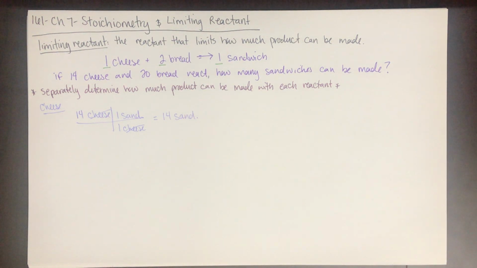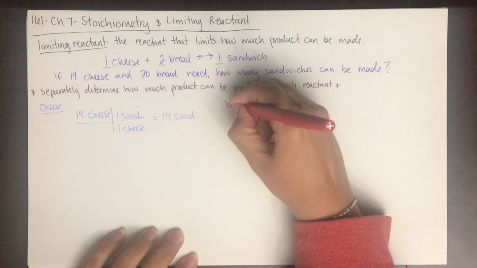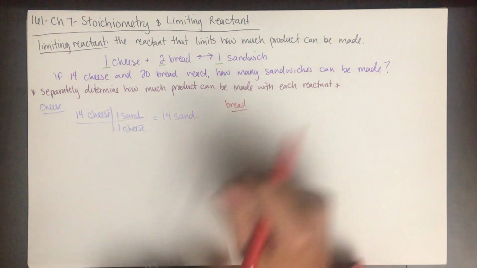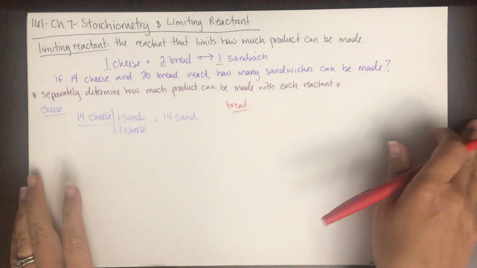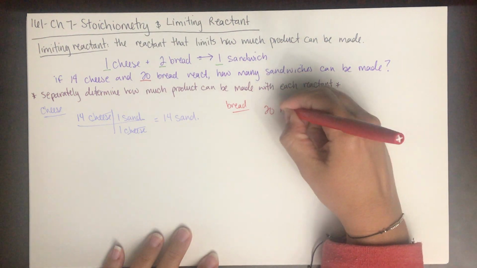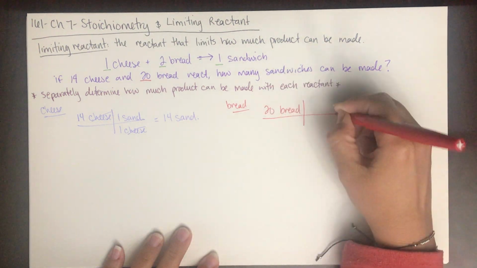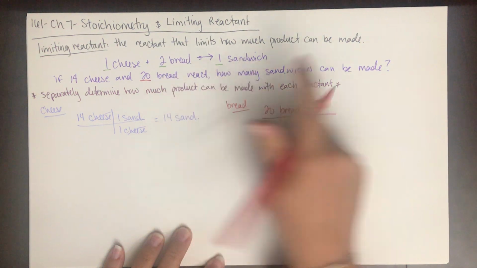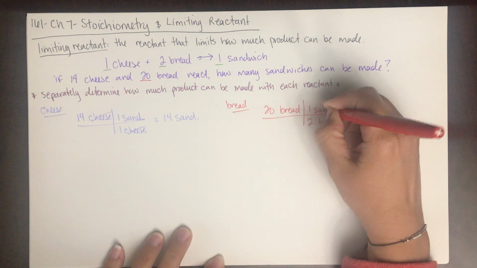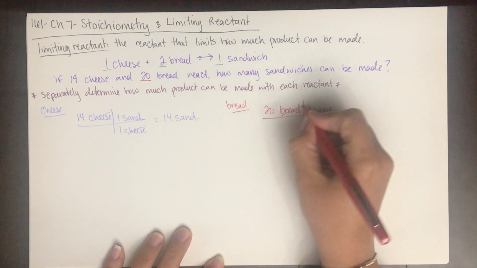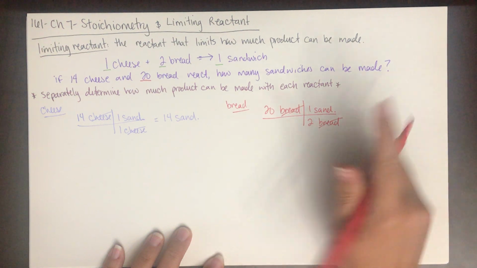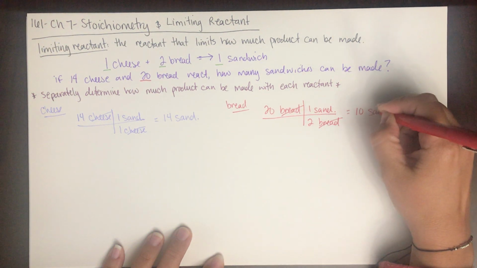So let's talk about the bread. My mole-to-mole ratio for bread to sandwich is 2 to 1. I have 20 pieces of bread. 20 bread. My mole-to-mole ratio for bread to sandwich is that there's 2 bread for every 1 sandwich. Bread is going to cancel. 20 times 1 is 20. Divided by 2 is 10. I could make 10 sandwiches.